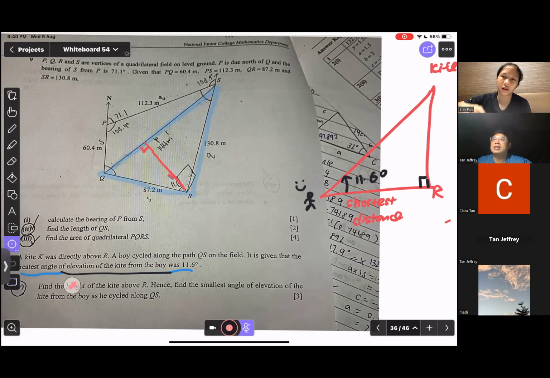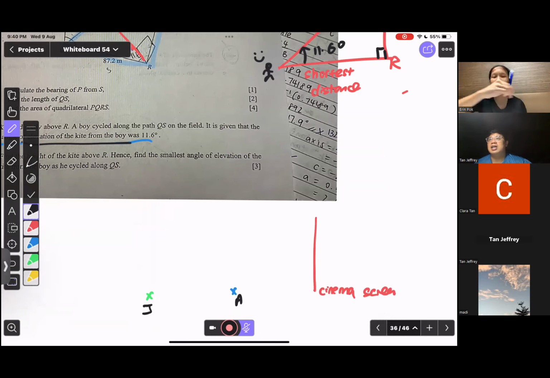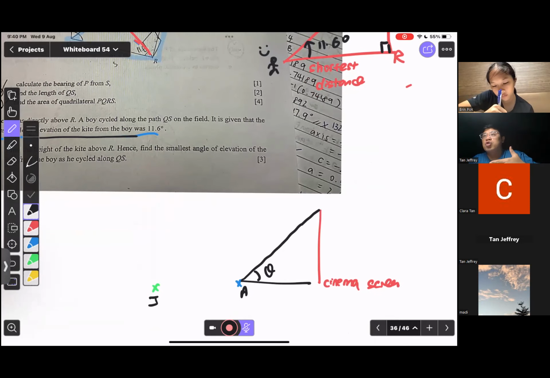Why is it greatest? You see, when you sit at a cinema, imagine you sit here versus you sit here. This is row A. This is row J, for example. Which one do you need to lift up your neck more? Is it J or A? A, right? Because you see, you are so close to the screen. This is the front, this is the biggest. So the closer you are to the screen, the more you need to lift up your neck. So the shorter the distance between you and the screen, the more you need to lift up your neck.